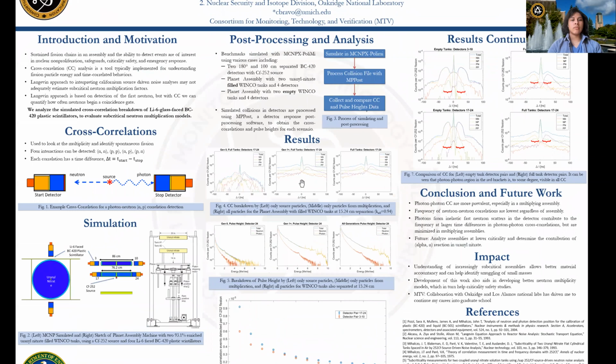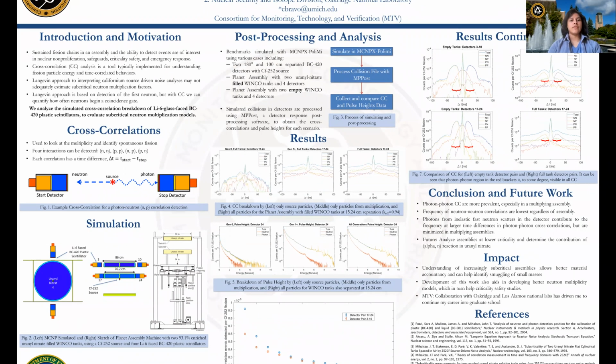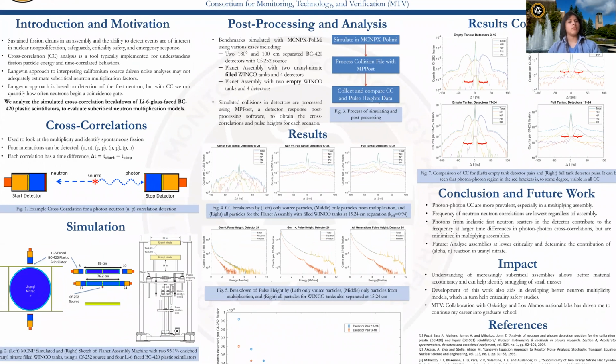So some introduction and motivation behind this work: sustained fission chains in assembly, and the ability to detect events, are of interest in nuclear nonproliferation, safeguards, criticality safety, and emergency response. And the tool that we use for this is cross-correlations.